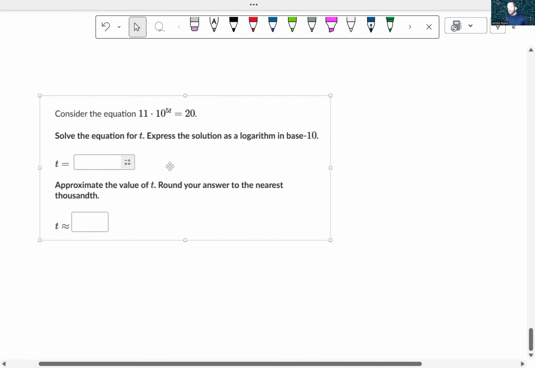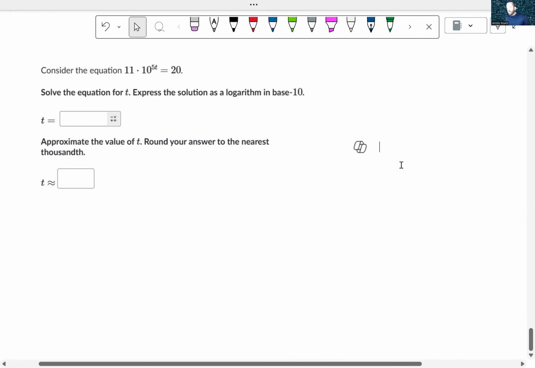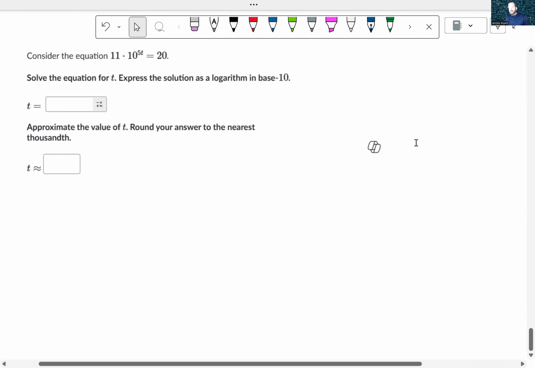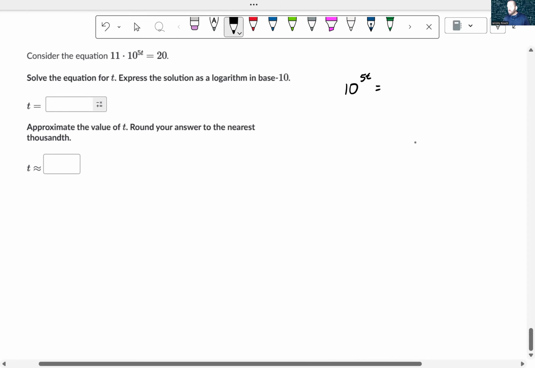The next type of problem is going to tell us a logarithmic equation, and we have to solve for the exponential variable in the equation using logarithms. And it wants us to answer using log base 10. So it wants us to solve for what t is using log base 10. So the first thing that I like to do when I'm trying to isolate the variable here is I would try to get rid of this 11. So if you do that, we would divide everything by 11. And so that would leave us with 10 to the 5t is equal to 20 over 11.